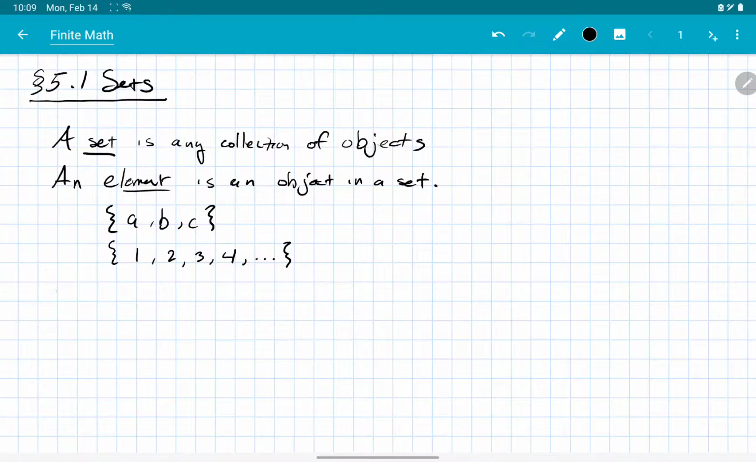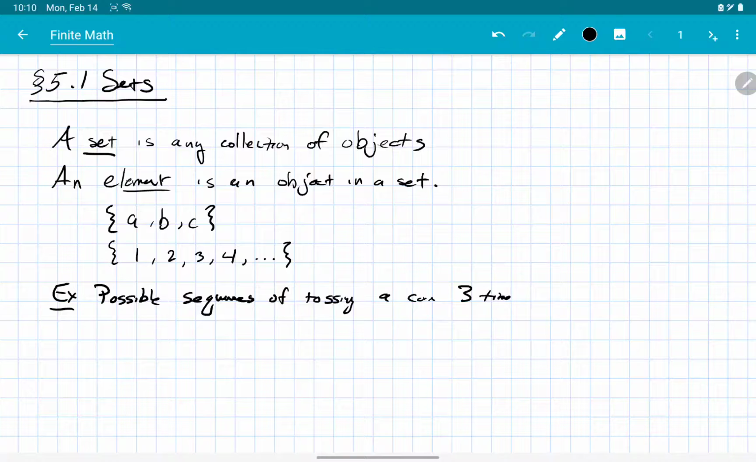Another important example, especially that we're going to discover when we start learning about probability in a few weeks, is the possible sequences of tossing a coin 3 times. A set which is going to include all those outcomes. I'm going to use H for heads and T for tails. So one possible outcome is to have heads, heads, heads.